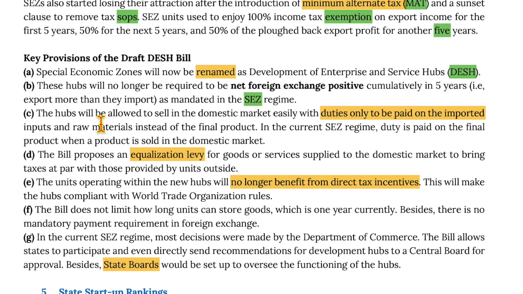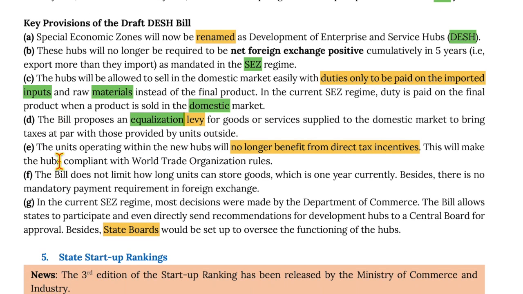The hubs will be allowed to sell in the domestic market easily, with duties only to be paid on the imported inputs and raw materials instead of the final product. In the SEZ regime, duty is paid on the final product when sold in the domestic market. The bill proposes an equalization levy for goods and services supplied to the domestic market to bring taxes at par with those provided by units outside. The units operating within the new hub will no longer benefit from direct tax incentives. This will make hubs compliant with WTO rules.